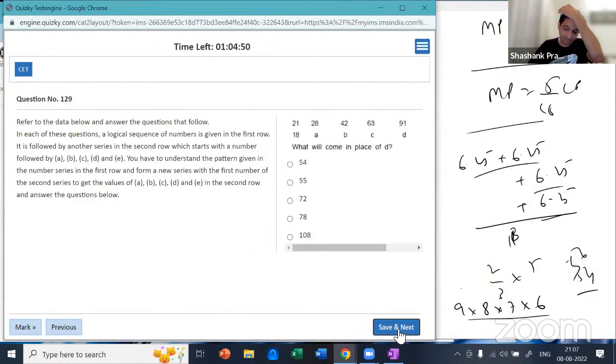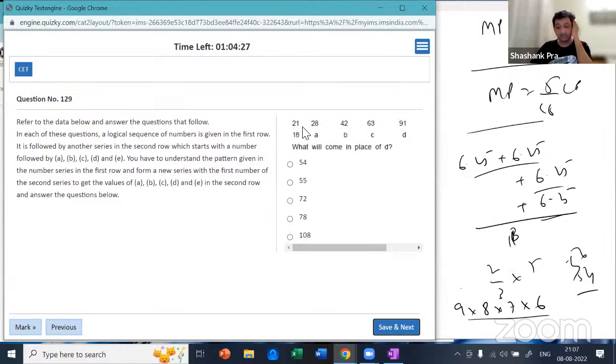This is right. 21, 20, 42. Okay, plus 7, plus 14, plus 21, plus 28. But 7 ka multiple. Why 7 ka multiple? Divided by 3, I guess. What about this one? 7 ka multiple, na? If I do 7 ka multiple here, then 25, 14, 39. Acha, it will only be 3 less. So D will be 88, but 88 option nahi hai.